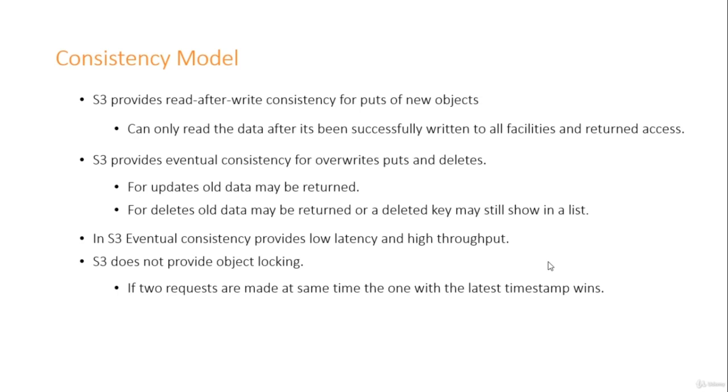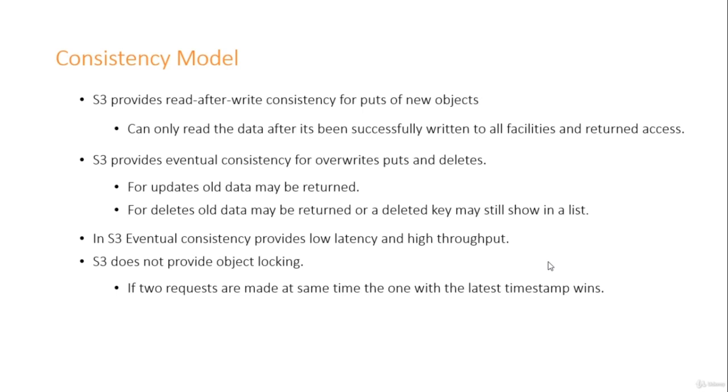Consistency model. Let's see the working nature of the data consistency model for S3. Basically S3 has two things. It has read after write consistency for puts of new objects, and then it has eventual consistency for overwrite puts and deletes. Now you will be thinking, what does that mean?